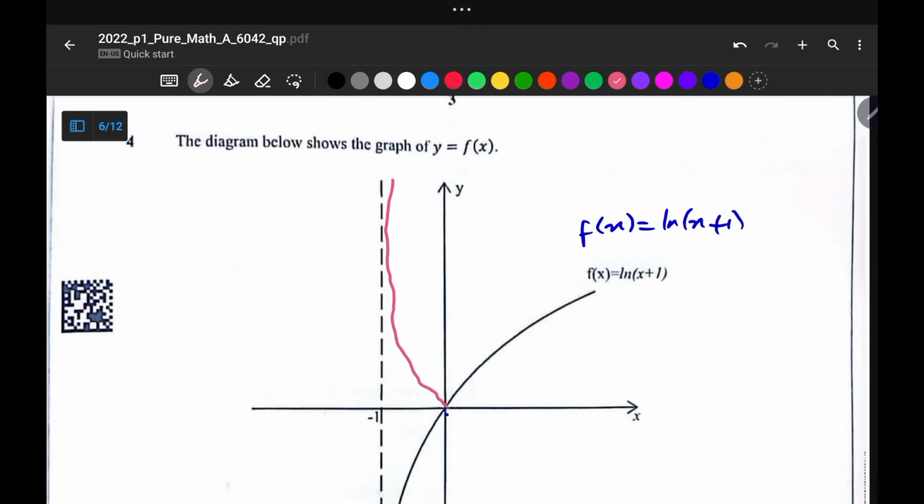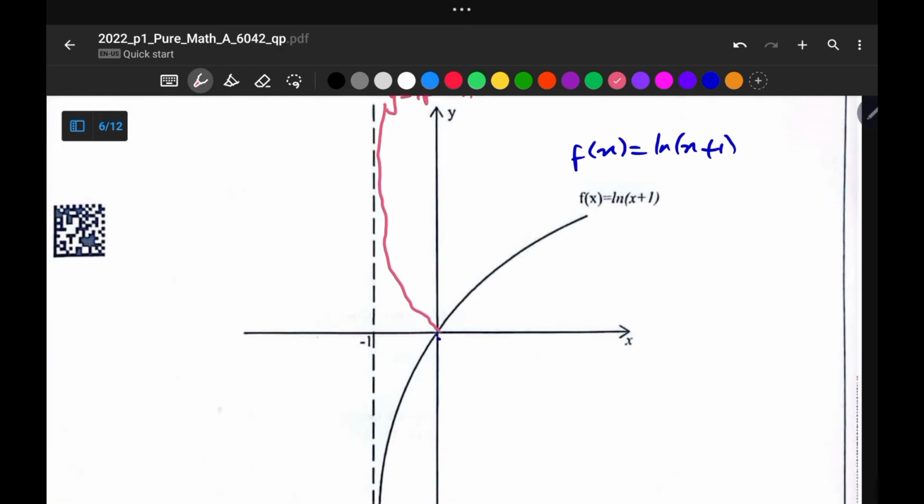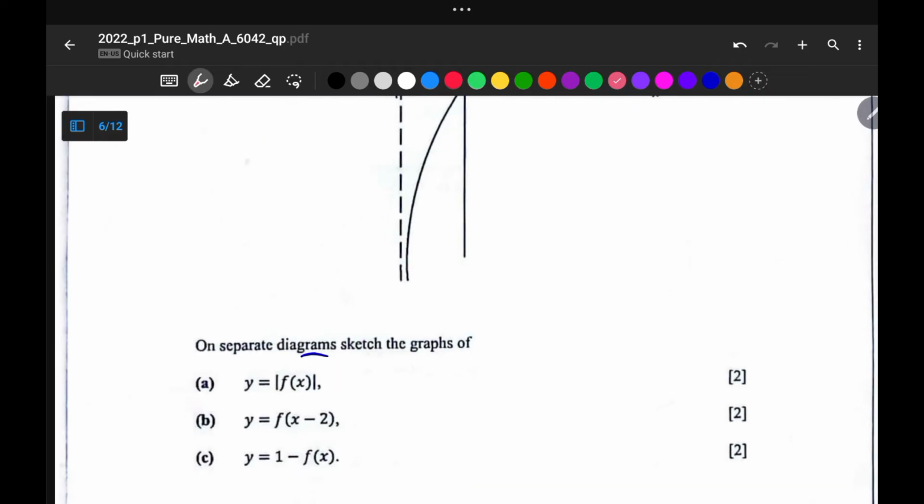Okay, so this one is for y being equal to modulus of f of x. Okay, and let us move on to the next question, which says sketch the graph of y is equal to f of x minus 2. So here we have a transformation: a translation by 2 units in the positive direction of the x-axis, because we have a negative here.